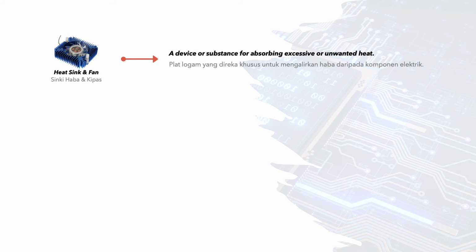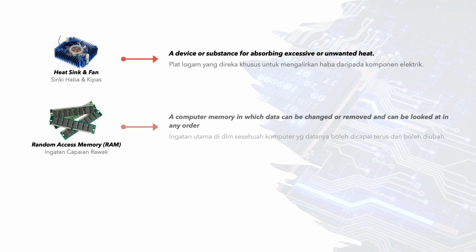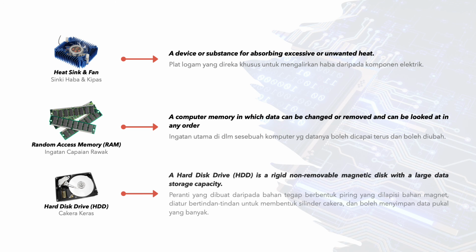Heatsink. A device or substance for absorbing excessive or unwanted heat. RAM. A computer memory in which data can be changed or removed and can be looked at in any order. Hard disk. A hard disk drive, HDD, is a rigid non-removable magnetic disk with a large data storage capacity.